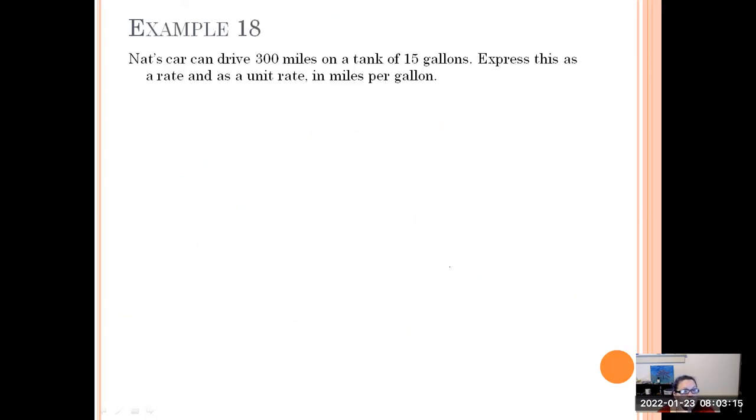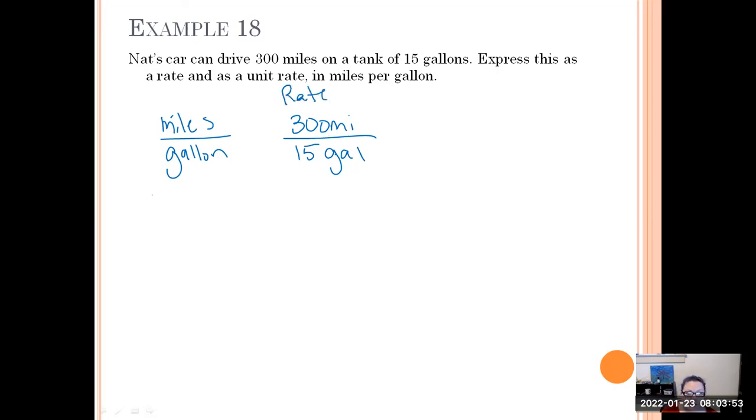Nat's car can drive 300 miles on a tank of 15 gallons. Express this as a rate and as a unit rate in miles per gallon. So that just means you need to have the miles in the numerator. So 300 miles divided by gallons, which is 15 gallons. And that is your rate. The unit rate is just dividing those.